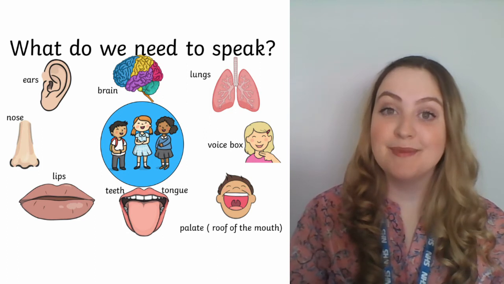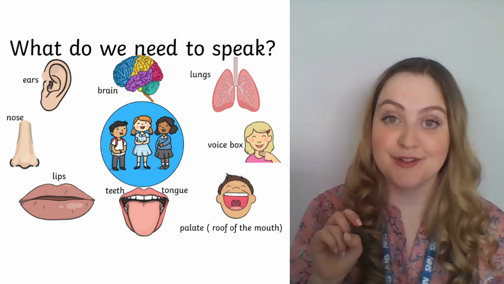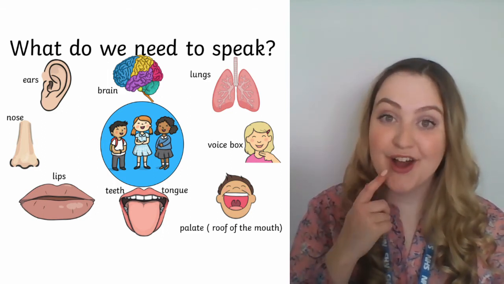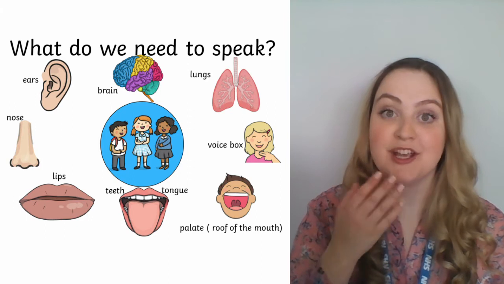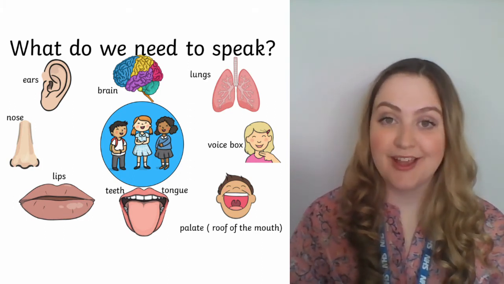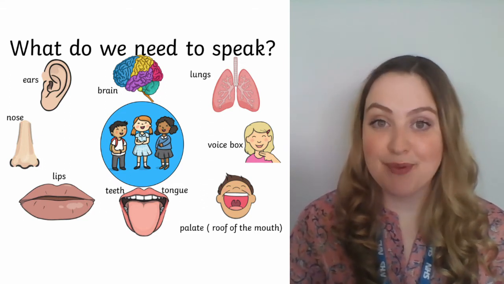So we can either make air go through our mouth or out through our nose to make different sounds when we talk. And we also use our teeth, our tongue, our lips and our whole mouth shape to help shape the air to create different sounds. Our ears then listen to what sound we've made and pass that message on to our brain.